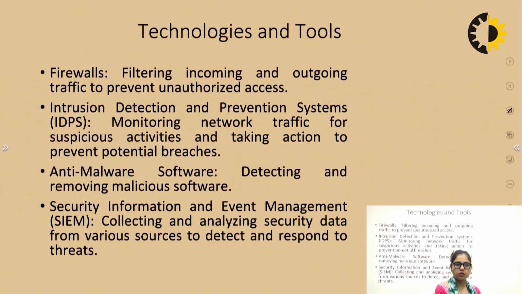The next one is intrusion detection and prevention system, basically monitoring network traffic for suspicious activities and taking action to prevent potential breaches. The next one is anti-malware software. In anti-malware software, basically we are detecting and removing malicious software. The next one is security information and event management, collecting and analyzing security data from various sources to detect and respond to threats.